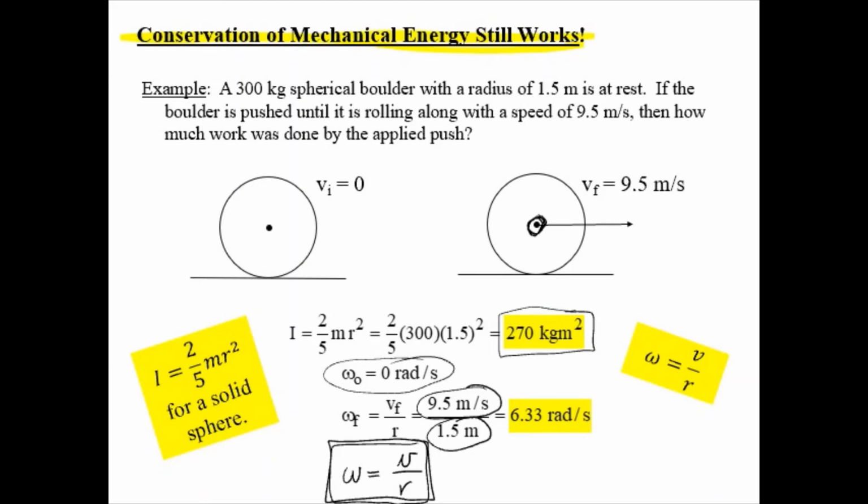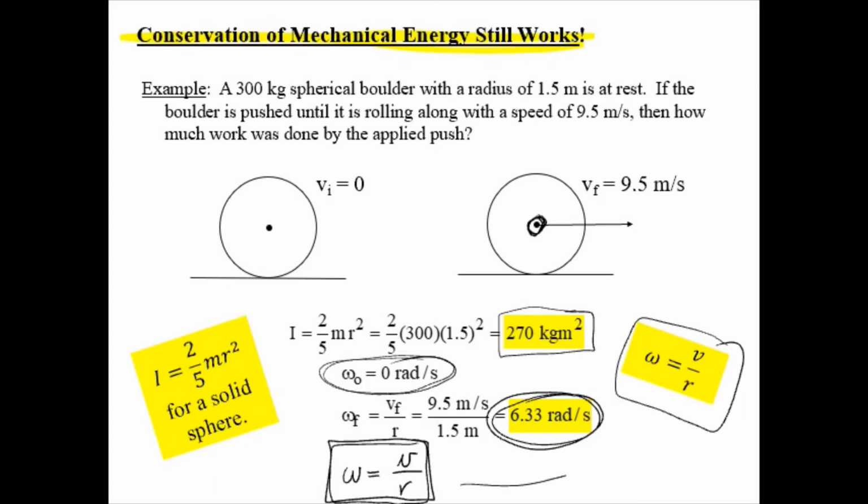So v, 9.5 meters per second, the velocity of the center of mass, divided by the radius gives me the angular velocity. So now we've got an original angular velocity of 0 and a final angular velocity of 6.33 radians per second. Okay, so again, this relationship right here that I wrote in yellow and put into your notes, and I've rewritten right here, is a really important relationship for connecting the motion of the center of mass of the rolling object back to its angular velocity.